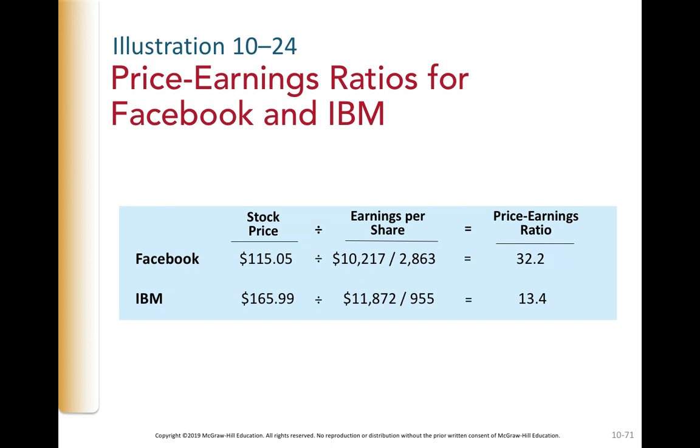So let's look at some of this information. Price-earnings ratio for Facebook and IBM. The price-earnings ratio for Facebook, which is determined by taking stock price divided by earnings per share, is 32.2. For IBM, the price-earnings ratio is 13.4.